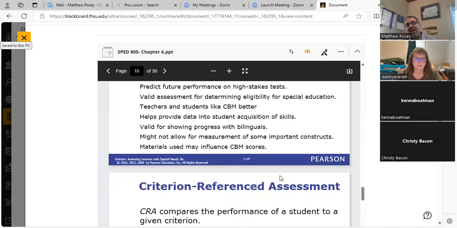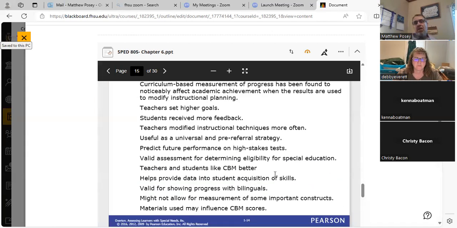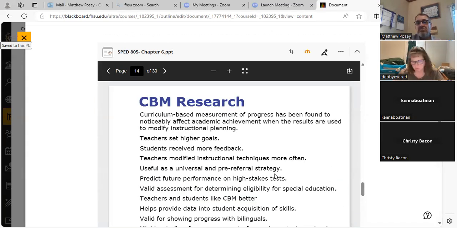After this, the particular reference I went back to pull talks a little bit about informal assessment, and then CBM's in the middle. Then you get into criterion-referenced assessment a little later on, which we really don't get into a lot in this course, but it is a good slide deck. It's got some very good resources for you to reference.